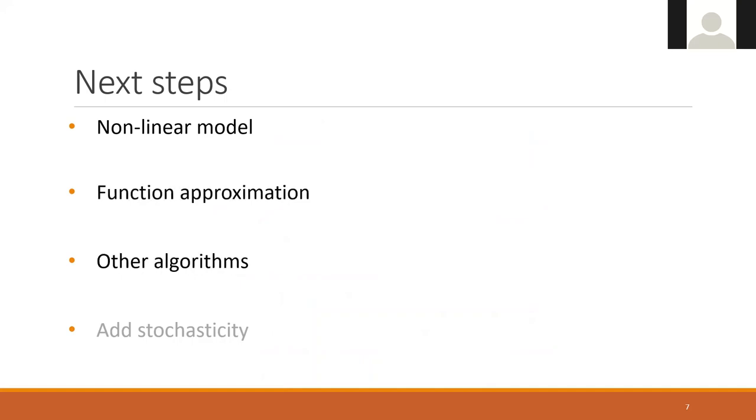Furthermore, I also need to find if there are better ways to implement the constraints. What I'm doing right now is that I add a penalty if the final state is not equal to the goal state, and then I let this penalty propagate. But there may be other algorithms that come with better solutions. So this is something I need to explore. And finally, I have supposed that I know everything, the consumption and production, which is not the case in practice. So I need to add stochasticity. Thank you very much for your attention.